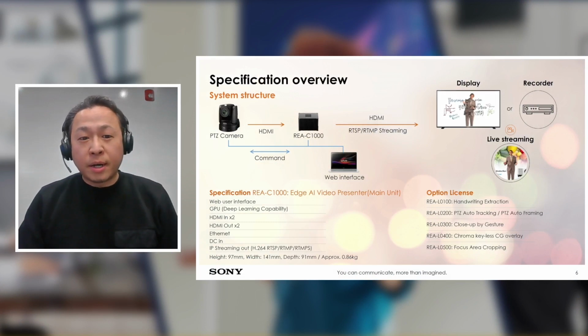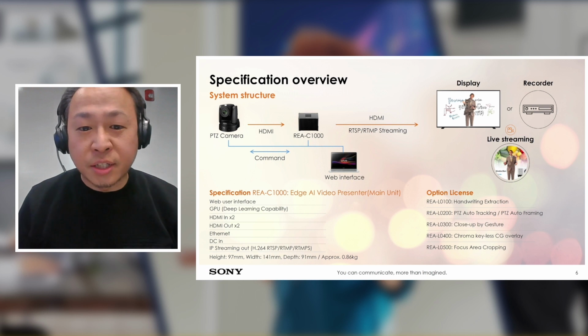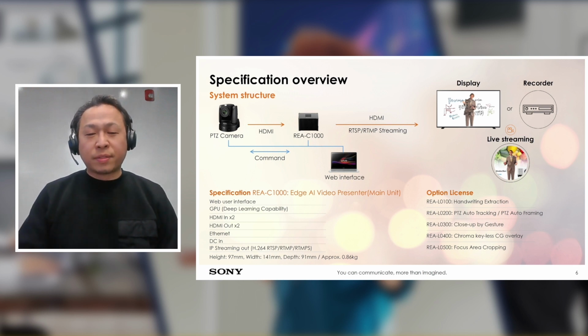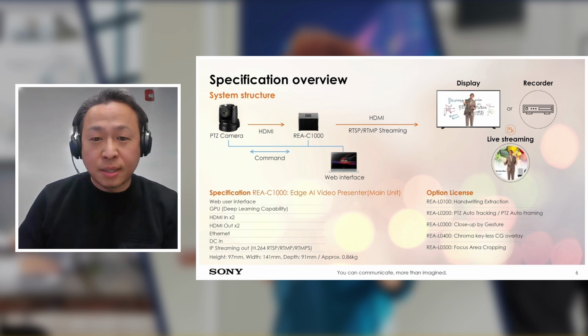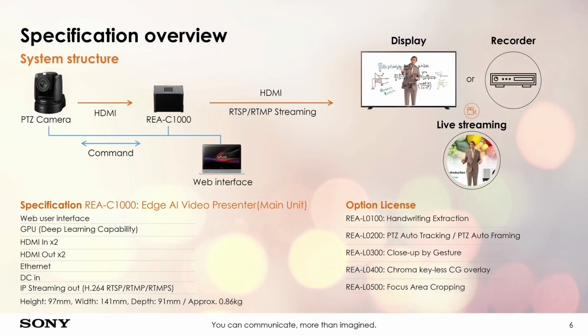With a PTZ camera, which has HDMI output, and REA-C1000 Edge AI video devices, you can generate attractive images through HDMI or IP streaming to display, recorder, and live streaming. This small Edge AI box has different features, and with optional license, these features will be activated.